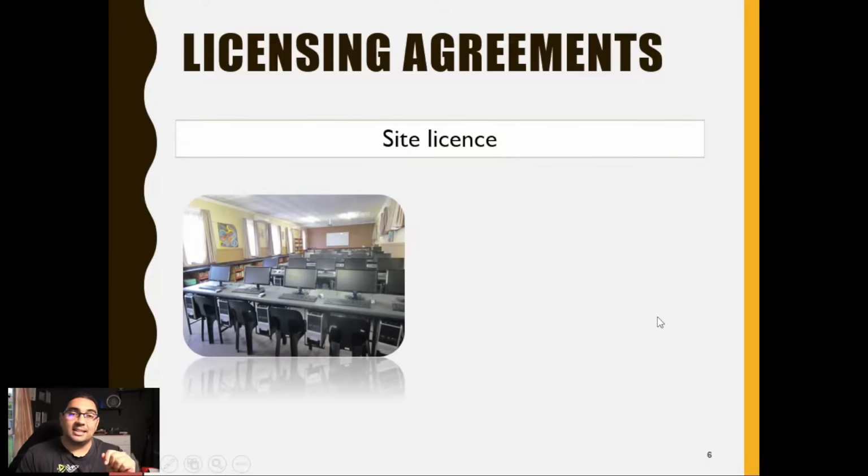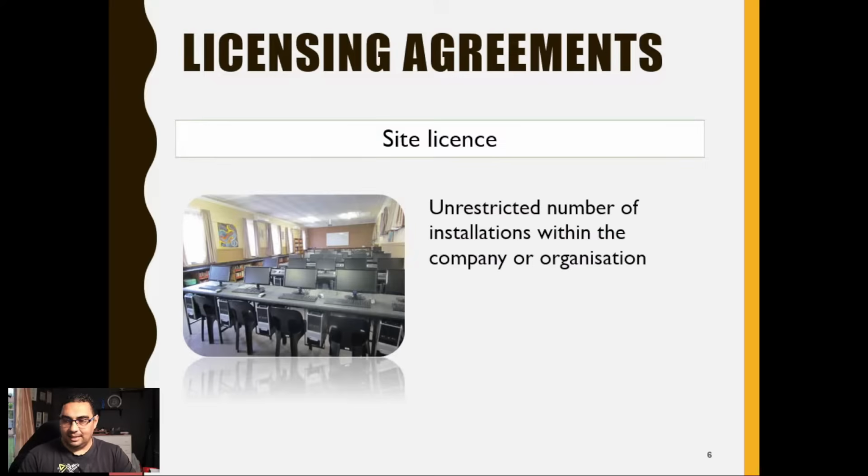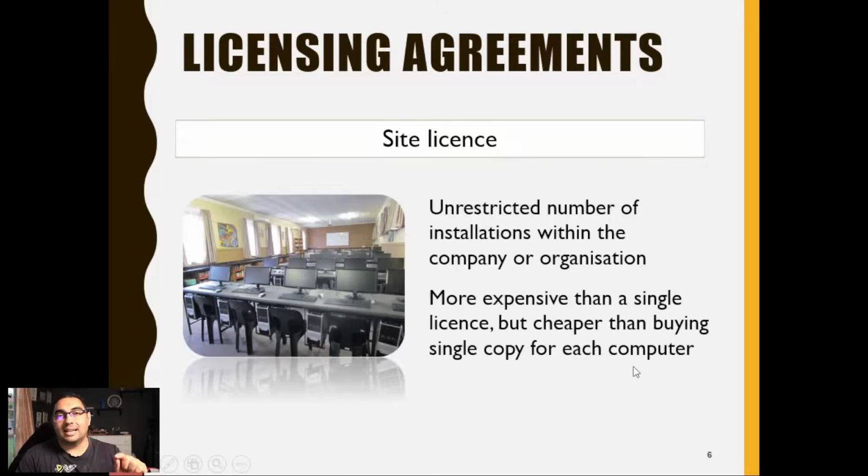A site license is a bit different. When we talk about a site, we're talking about an area. Your school, for example, would be a site. So what this means is that we've got one license for the entire area, an unrestricted number of installations within the company or organization. Now, it is more expensive to purchase, but long term, it is a whole lot cheaper.